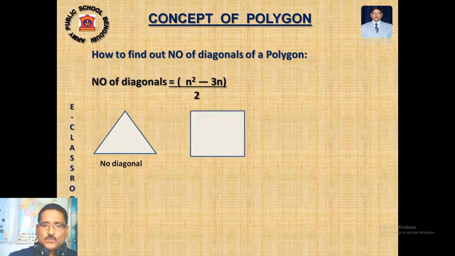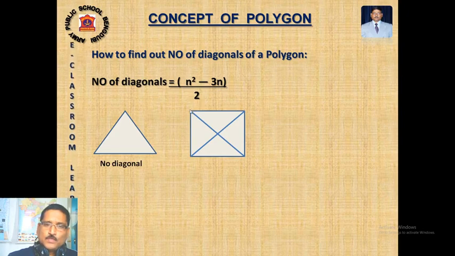So in case of square, if I start a diagonal from here, the alternate position will be here. Okay, so one diagonal. If I start from here, the alternate position will be here, 2. If I start from here, the alternate position will be here, already drawn. If I start from here, already drawn. So in case of square, the number of diagonals is 2.